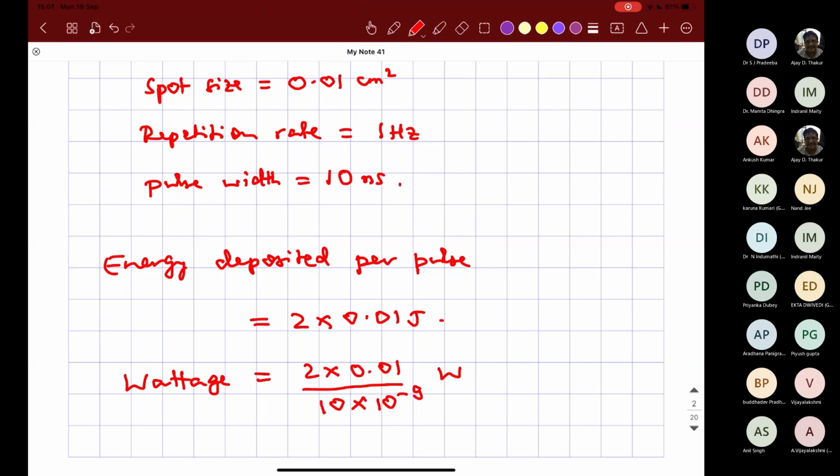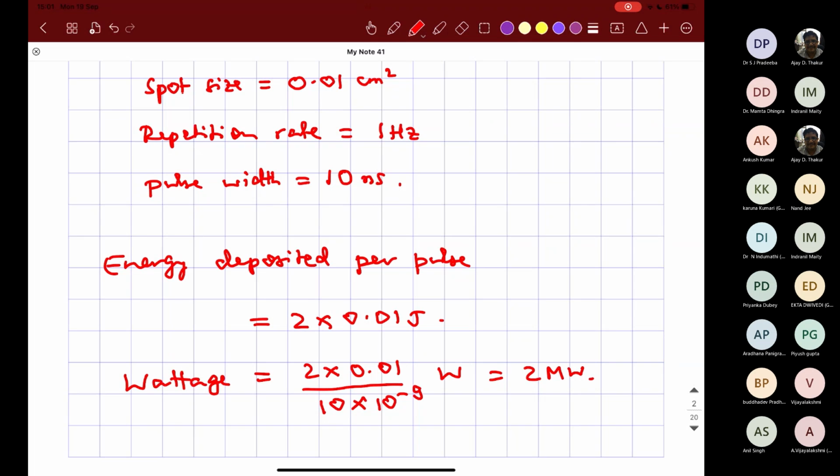So minus 8 here, minus 2. So 2 into 10 to the power 6. So this is like 2 megawatt. I think I have done the algebra fine. So 2 megawatt. You can understand, this is like an entire power plant, the power of an entire 2 megawatt power plant deposited in a single pulse to the material. So it is a very high power process.